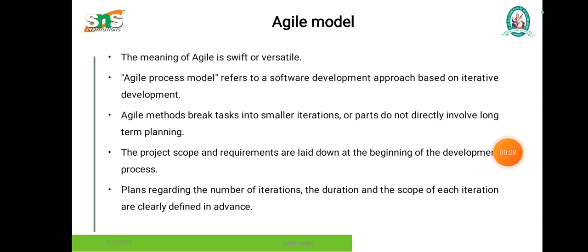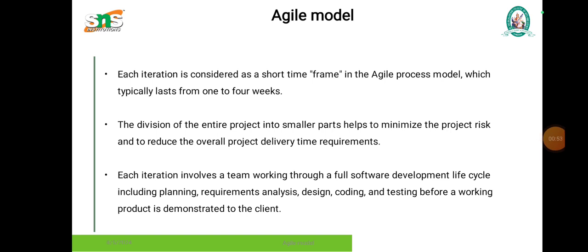The Agile methods break the task into smaller iterations or parts and do not directly involve long-term planning. The project scope and requirements are laid down at the beginning of the development process. The plans regarding the number of iterations, the duration and the scope of each iteration are clearly defined in advance. Each iteration is considered a short time frame in the Agile process model, which typically lasts from 1 to 4 weeks.